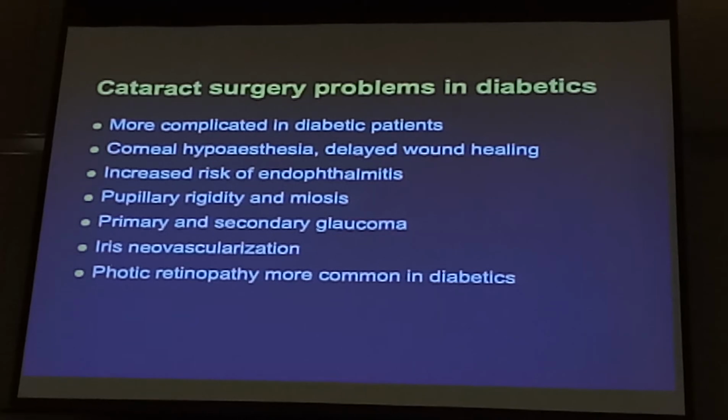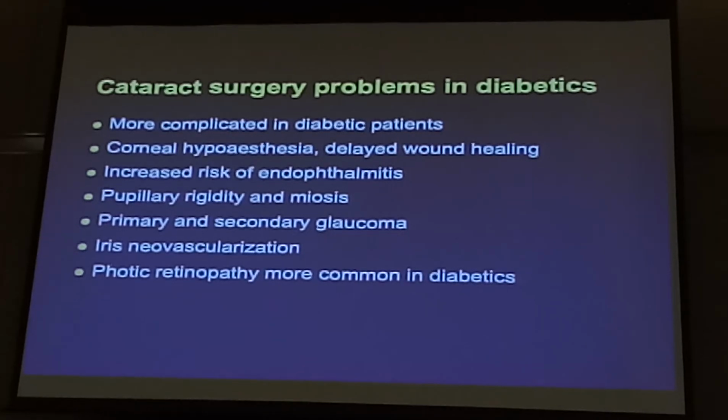Glaucoma is an issue. Many of them have primary or secondary glaucoma. And sometimes you miss iris neovascularization. Okay, so that worsens the issue, you get high pressure and so on, intraocular. And photic retinopathy is more common because maybe surgical time is delayed.